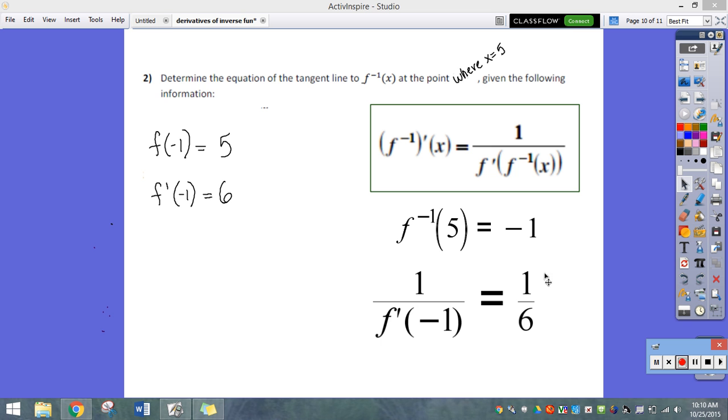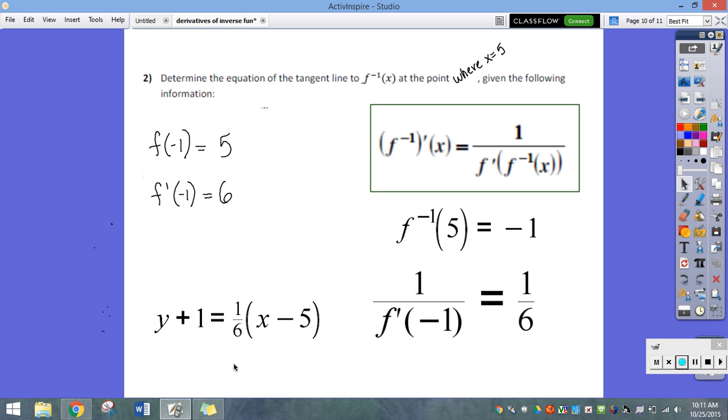And so to create my tangent line, I just take that slope and the point 5, negative 1, plug it into point slope form, which is y minus y1 equals m times x minus x1. So all these things plugged in would look like this. y plus 1 equals 1/6 times x minus 5. And so this would be the equation of the tangent line to the inverse of f at the point where x equals 5. x equals 5, my y value is negative 1, my slope is 1/6. And so that's how you would find the derivative of an inverse numerically.